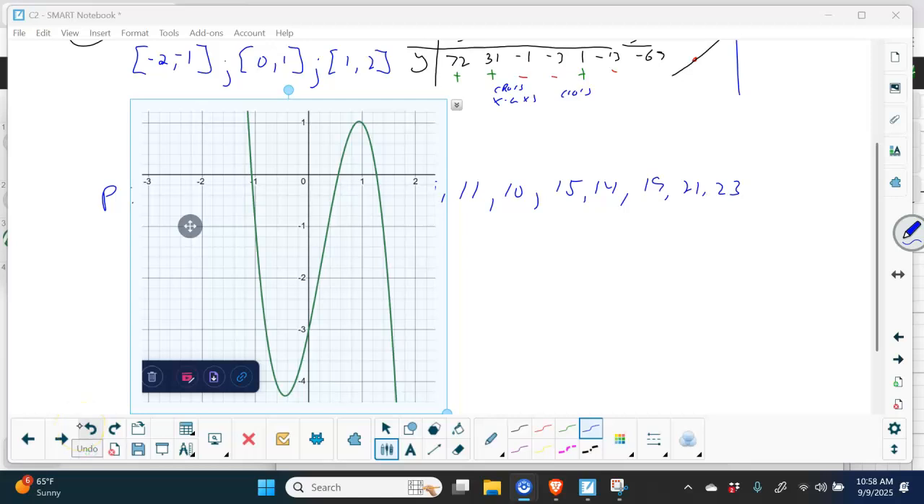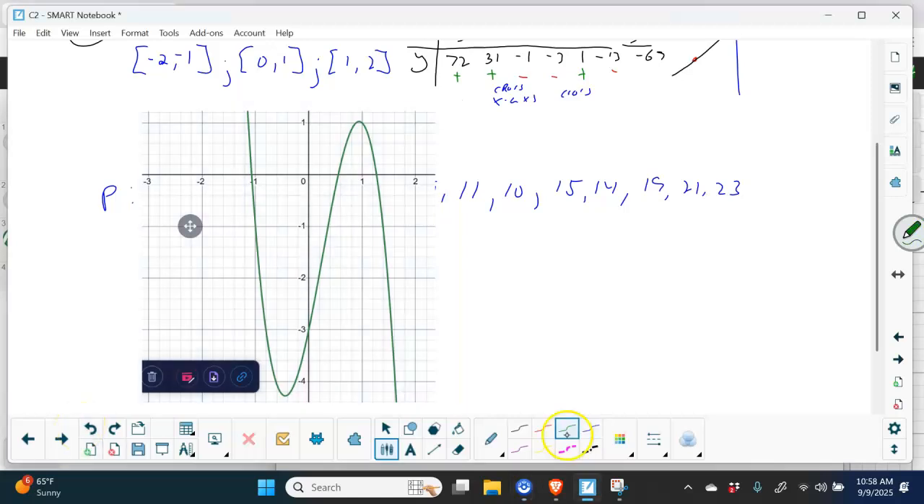Okay, so back here for just a second, I want to show you the function here. I did it in Desmos. Notice between negative 2 and negative 1, there's the zero. Second one, between 0 and 1, there's the zero. And the third, between 1 and 2, there's that zero. So just as we predicted, zeros between negative 2 and negative 1, between 0 and 1, between 1 and 2.